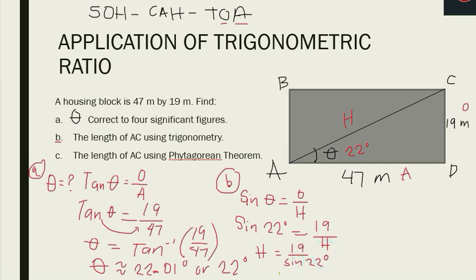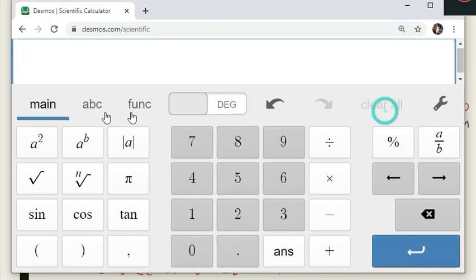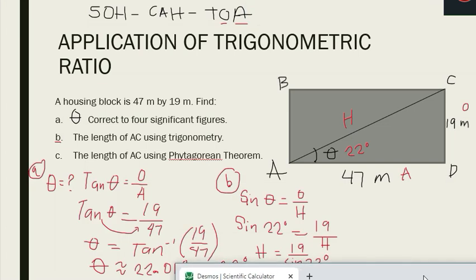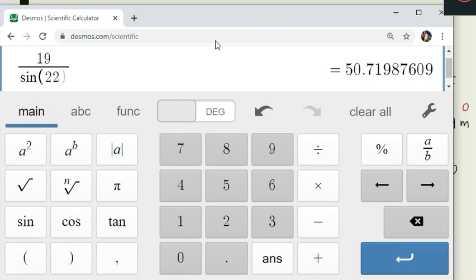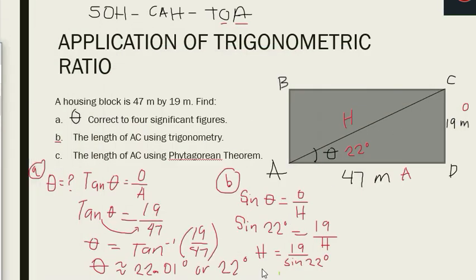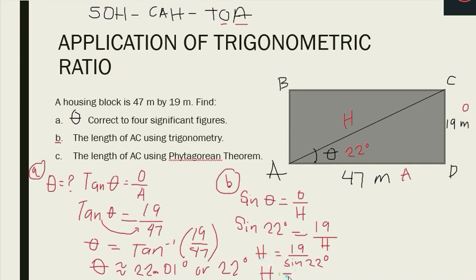Okay. So let's go and check our calculator. So what's the value of 19 over sine 22? So we have 50.72. So h is therefore approximately equal to 50.72. And don't forget the unit, it's meters.